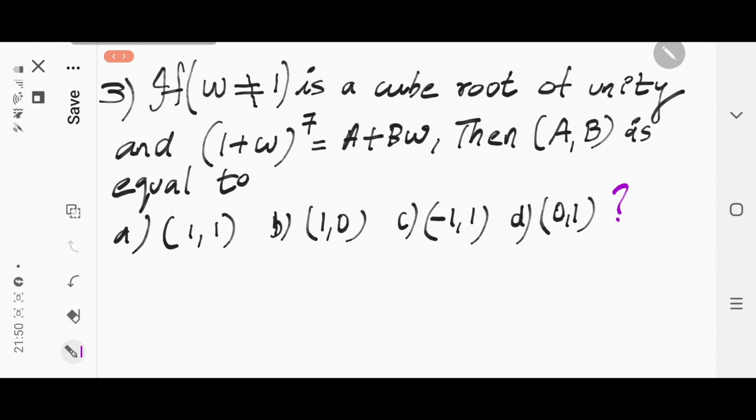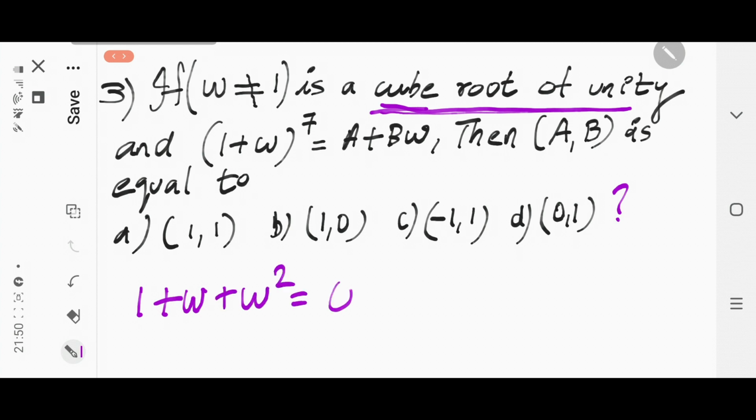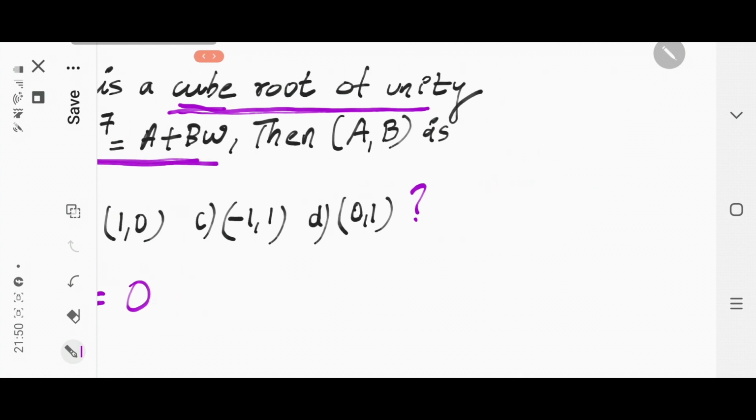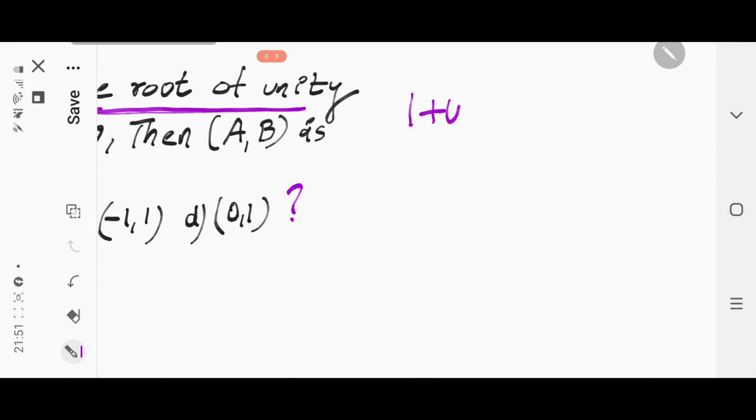See, this cube root of unity is very important. It always comes in your JEE examinations. As you saw in earlier questions, you studied about cube root of unity and you studied the result that 1 plus omega plus omega square, that means the sum of the cube roots of unity, is always 0. In this question, you have to find this relationship, right? 1 plus omega raised to 7 is equal to, given to us, A plus B omega.